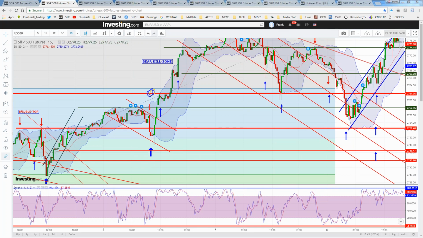I guess I have to redraw it. So this was the open. This was 2:30 in the afternoon. This was 3:30 in the afternoon, and this was, one second, and this is where the market closed, right here. Okay, let's take this out. Disregard this. So this is where the market closed. This is where the market opened.